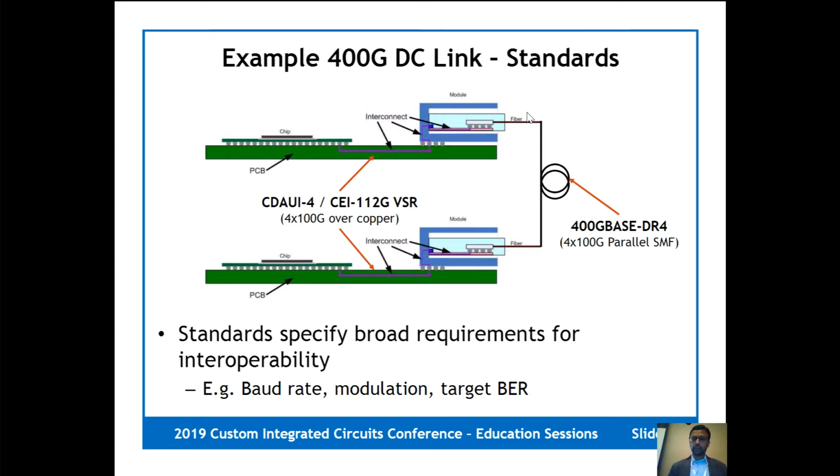And for the optical side, for the single mode fiber, if you're using 4 parallel fibers to achieve the 400 gig aggregate bandwidth, then we would target a standard like 400 gig DR4, which dictates what kind of specs we need to meet at the 2 ends of the fiber for the optical transmitter and the optical receiver. So these standards specify high-level specifications like what kind of baud rate to use, what modulation scheme to use, and what kind of end-to-end target bit rate we need to achieve.